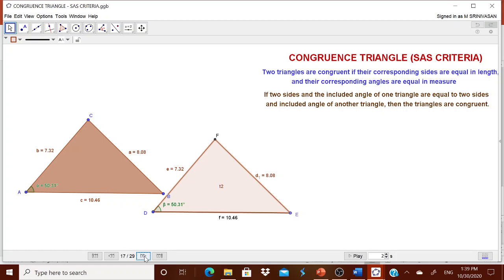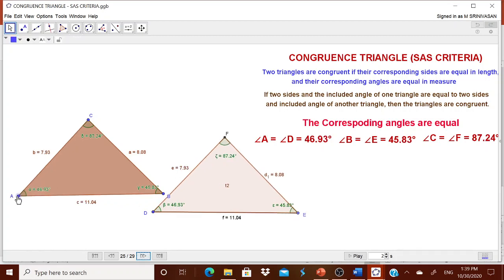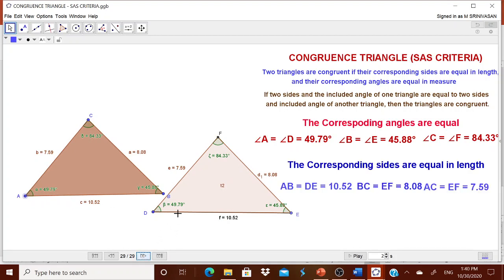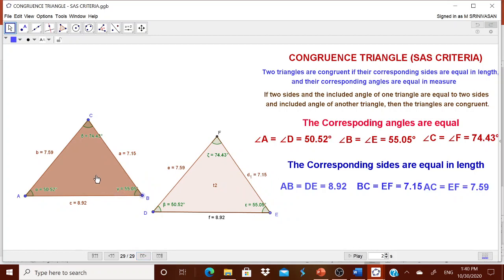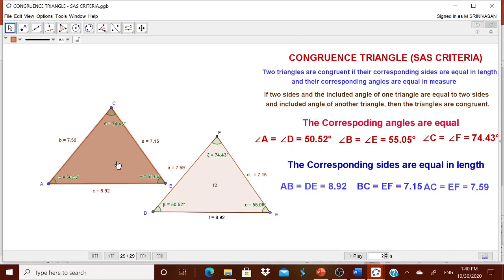After that, we will tell them that corresponding angles are equal. We will show them the angles. Then we will ask them to drag and check whether the angles are always equal. Then we will tell them about the property of the sides. The corresponding sides are of equal length. Again, they can come and pull and push. Not only that, they can put one triangle over the other and check whether the congruence idea is proper.